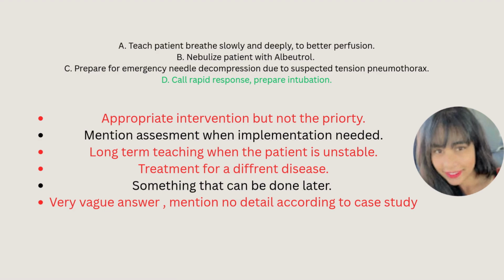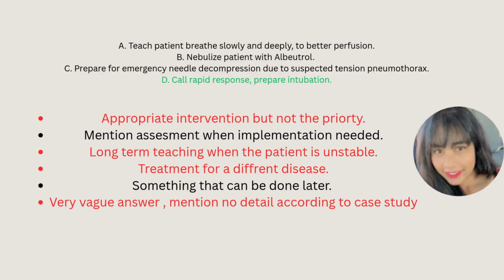Appropriate intervention, but not the priority. What was that? It was the nebulizer, because asthma patients use a nebulizer. But is that the priority when the patient is unstable or going to be unstable? Probably not. Long-term teaching when the patient is unstable. Long-term teaching or any kind of teaching is not a good answer. Maybe it could be a good answer in another situation, for better perfusion, but not in this situation while the patient is going to be unconscious anytime soon.